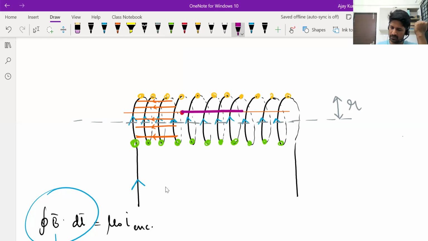You can have a closed loop inside the solenoid itself like this if you want. But the problem if you take a closed loop inside the solenoid is that the magnetic field at this distance from the axis may not be the same as the magnetic field at this distance from the axis. So B won't be the same all over that path and you won't be able to take it out of the integral. So you can't take a closed path inside the solenoid if your aim is to derive the magnetic field. Okay. Then how to take the path?